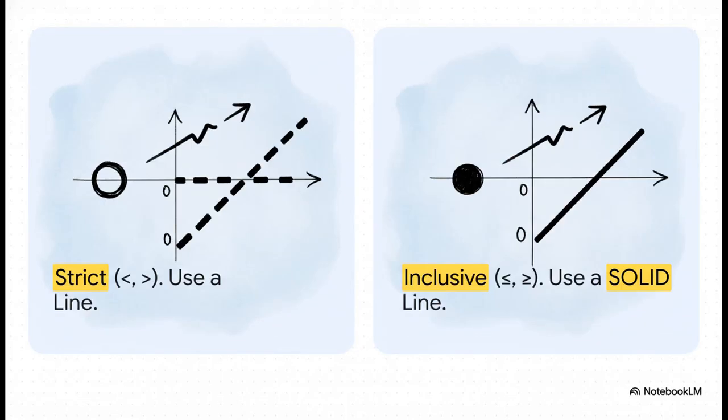All right, decision number one, the line itself. Now, the key here is to connect this to something you might already know about number lines. If your inequality sign is strict, just a less than or greater than, you use a dashed line. Think of it like an open circle on a number line. It's a boundary that isn't actually part of the solution. Now, if the sign is inclusive, less than or equal to or greater than or equal to, you go with a solid line, just like a closed, filled-in circle. The line itself is included in the solution set.